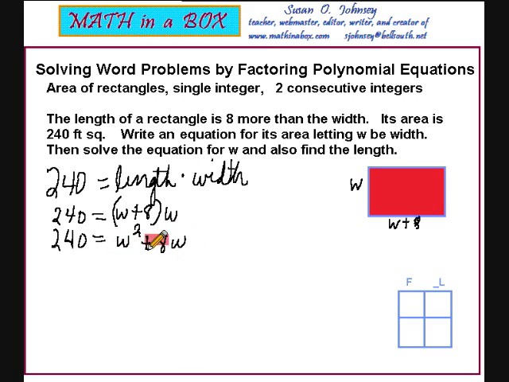We need to move the 240 over to the right side so that we have 0 on the left. Of course, now when we do that, that will mean that the 240 is going to be negative. So we have W squared plus 8W minus 240 as our quadratic polynomial.